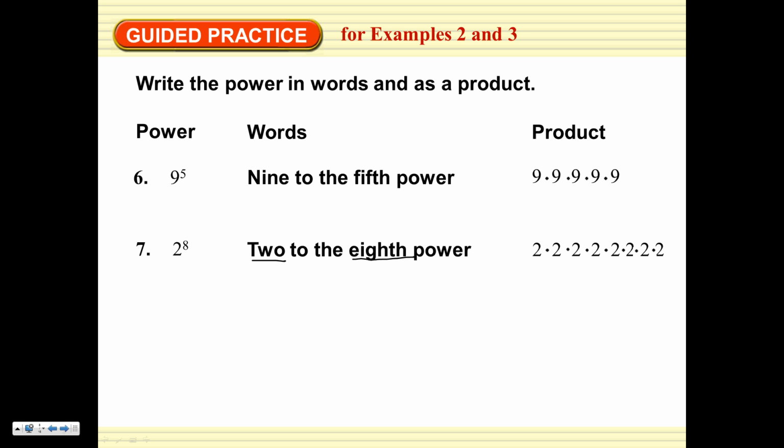All right, number 8, we have a variable, it should be n to the fourth power. And you should have 4 n's multiplied together. Okay? All right. If you need to pause the video, you may. You can rewind if you need to listen to it again. All right, here we go.